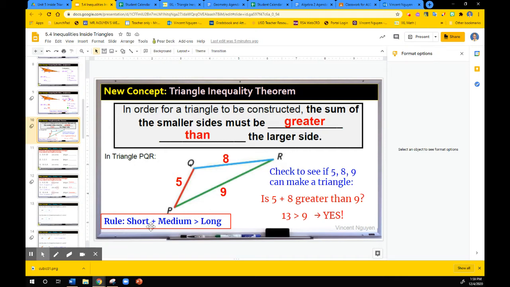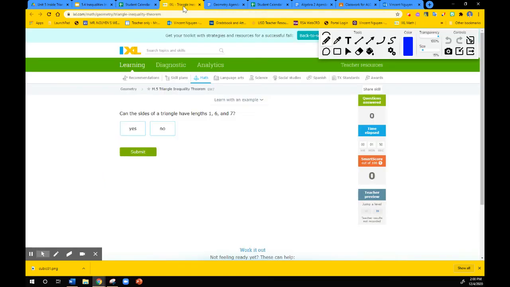So in short, when you add the short and the medium sides together, that number has to be bigger than the third side, which is the longest side. For example, here you can see that 5 plus 8 is 13, and 13 is greater than 9. So these three segments, 5, 8, and 9, will make a triangle, right? We're going to be using this fact to do our problems.